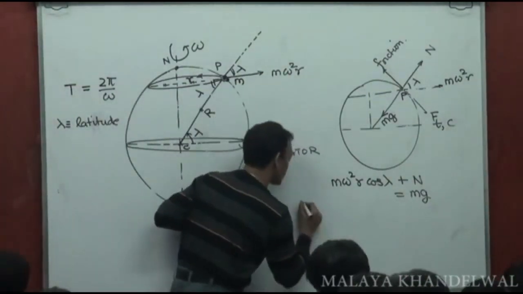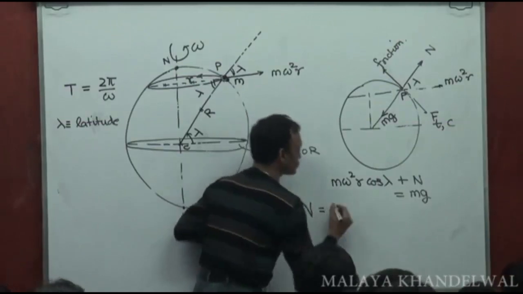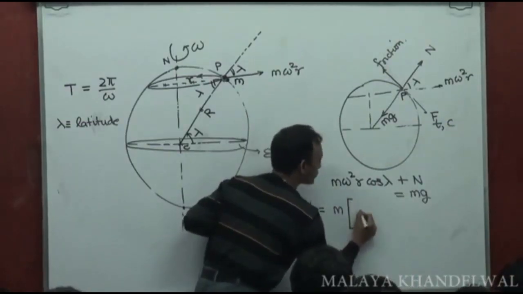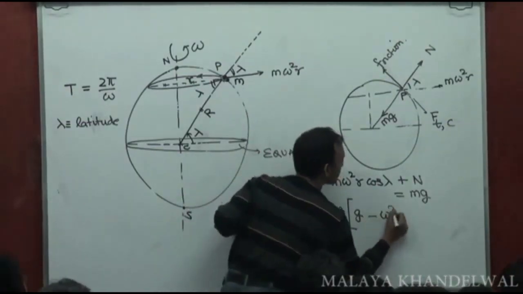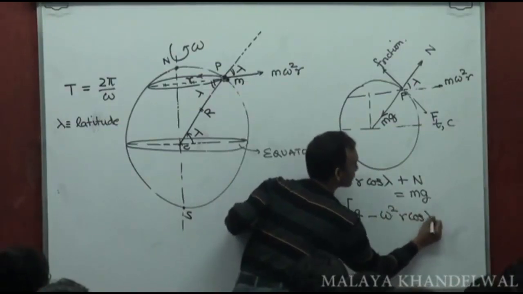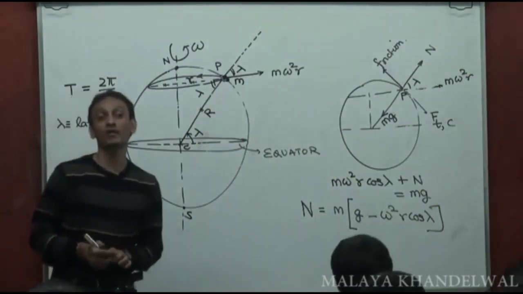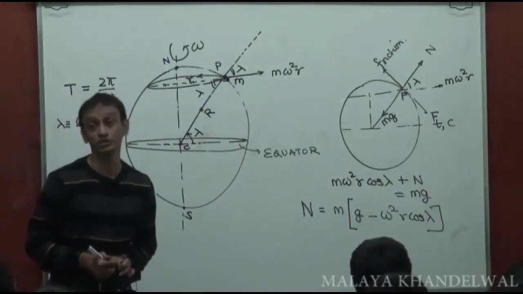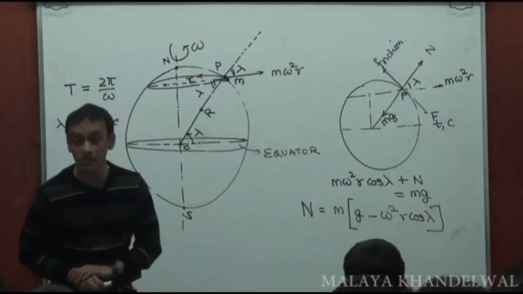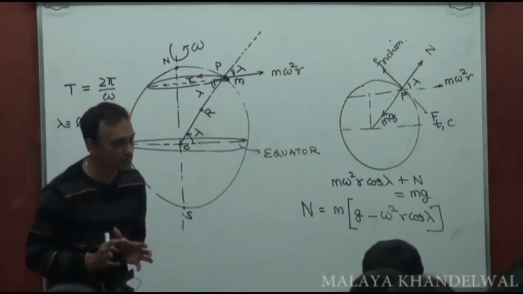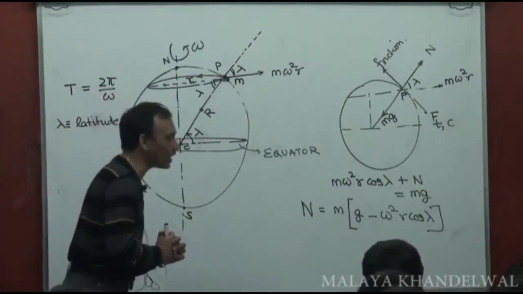N, the normal reaction from the earth, is going to be m into g minus omega squared r cos lambda, where g is the acceleration due to gravity at P when omega was 0. If the earth was not spinning, then this would be the acceleration due to gravity.